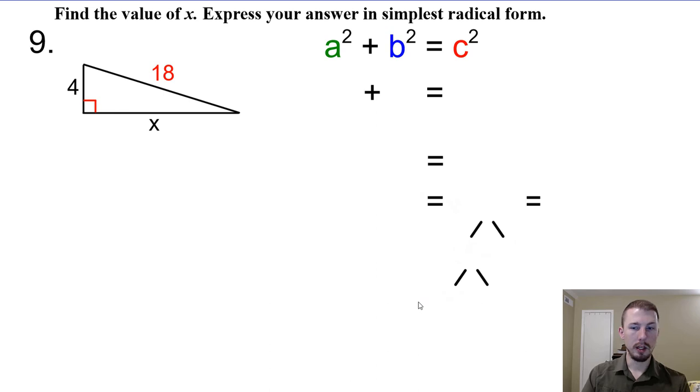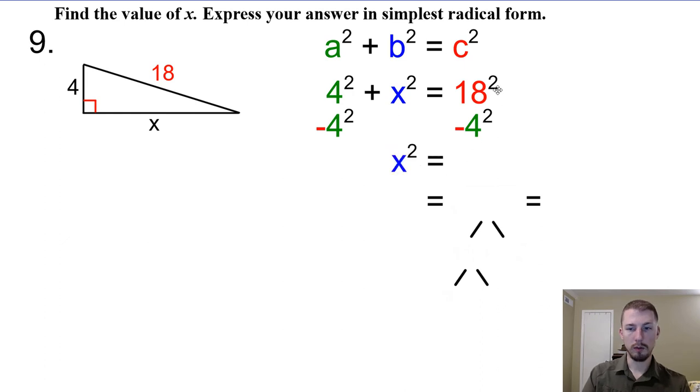All right, number 9, we want to find the value of x expressed in the simplest radical form. We are going to be reducing radicals on this one, so make sure you remember how to do that. Again, we're solving for a leg, so we're going to be doing subtraction, not really adding. We just have to change the order. So I think I do 4 squared plus x squared is equal to 18 squared. First step would be to subtract the 4 squared from both sides.